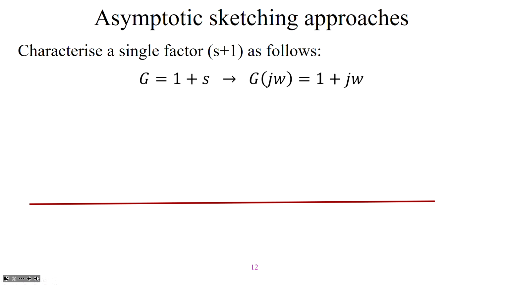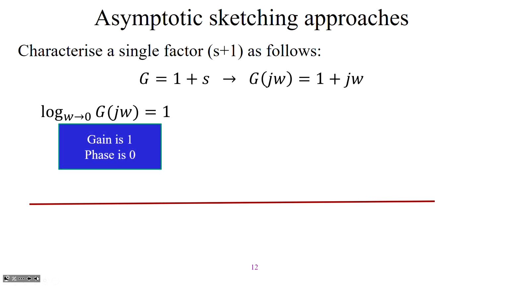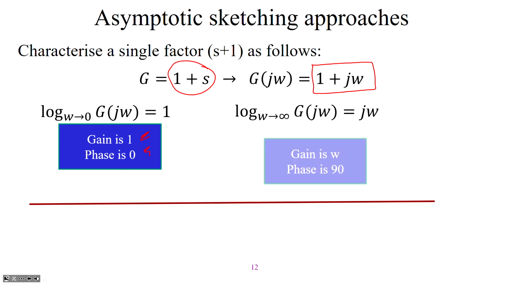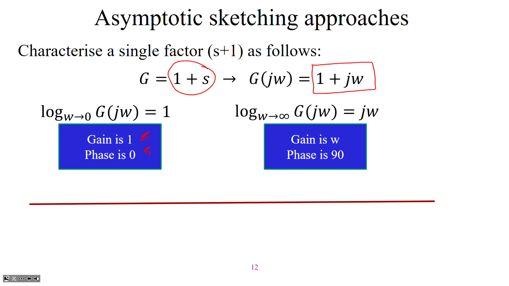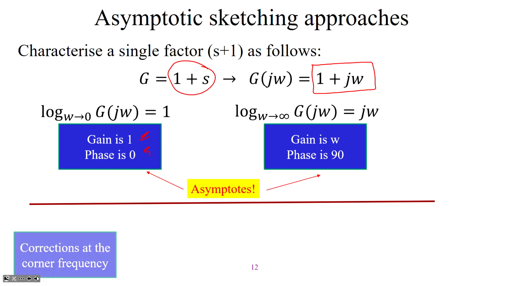So, asymptotic sketching approaches. What we're going to do is characterize the asymptotes on the Bode plot. So first, what happens as frequency goes to 0? If I take this simple factor here, 1 plus s or 1 plus j omega, you can see as omega goes to 0, the gain is 1 and the phase is 0. As omega goes to infinity, the gain is omega and the phase is 90. So I've got clear asymptotic information which I can exploit to do a very, very fast sketch.